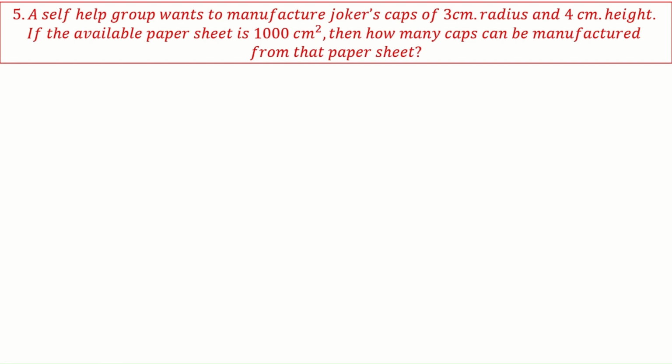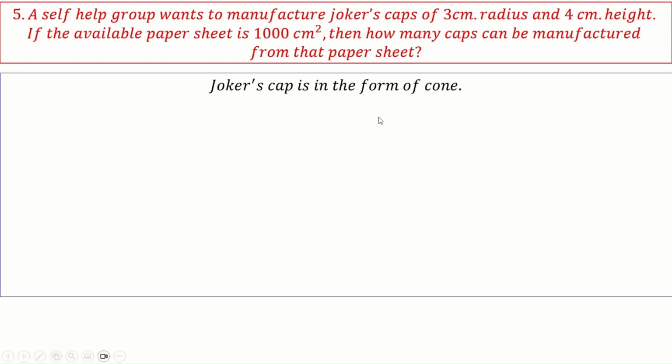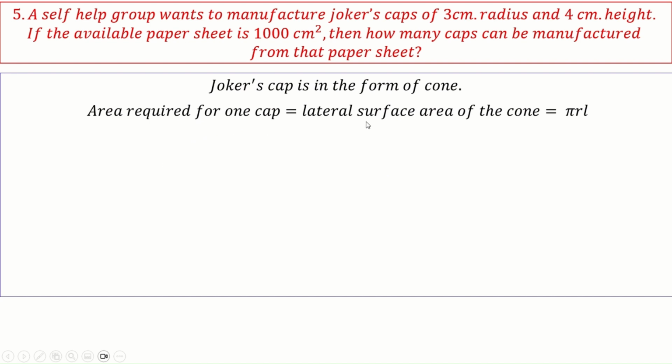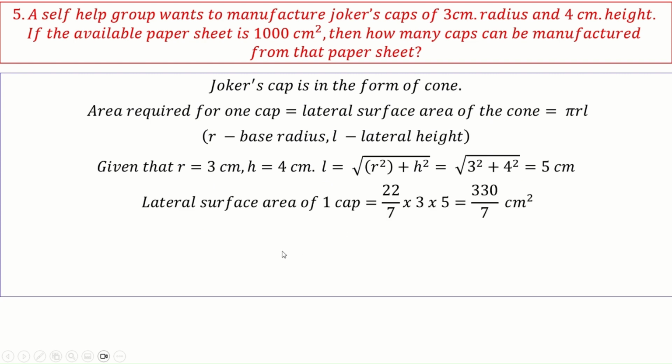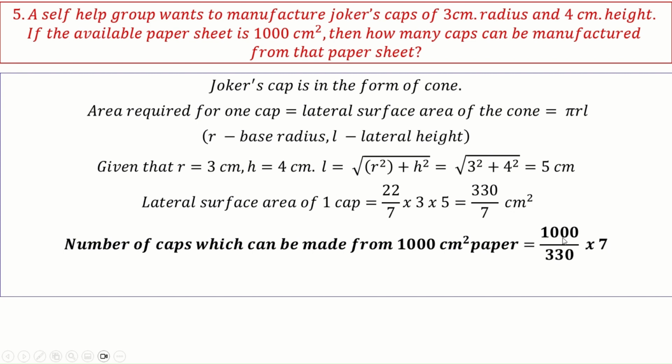So what we are looking for is only the curved surface area, right? That is the lateral surface area of the cone, which is pi r l. r is given as 3 and h is 4, so the slant height is 5 centimeters. The lateral surface area of one cap is pi r l, which is nothing but 330 by 7 centimeter square. I need 1000 of such things, so this is the value. You can simplify it and you will get around 21. So 21 such caps you can make.